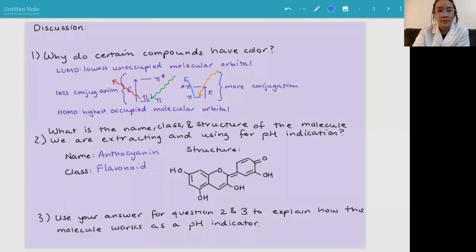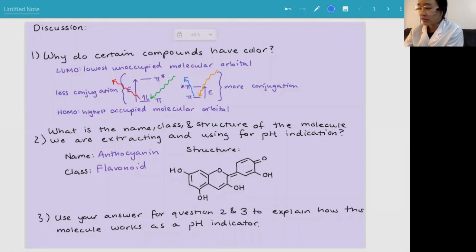Okay, so now that we have seen how the process is done, let's quickly go over some discussion questions about what we observed and why. So the first question is, why do certain compounds have color?